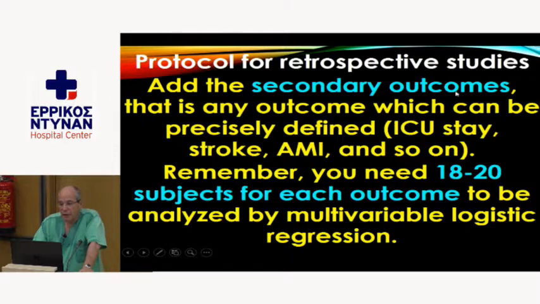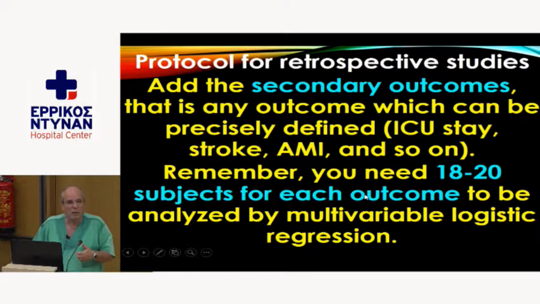You can add the secondary outcomes. For instance, in a surgical population, you may want to explore the ICU stay, the stroke incidence, acute MI, and so on. But remember, you need to have a certain number of events, around 18 to 20 for each outcome, to evaluate them using a multivariate analysis. Again, if you have 100 patients and you have 2% mortality, it will be very difficult to have, with 2 deaths, a pattern of risk factors for this kind of operation.